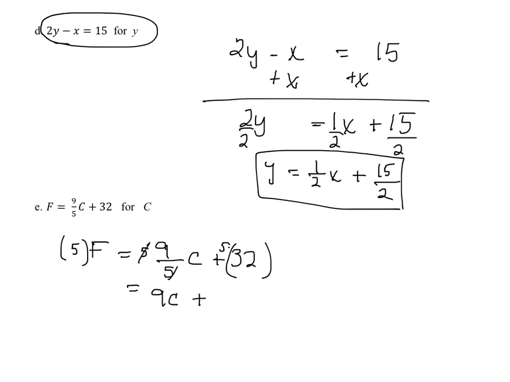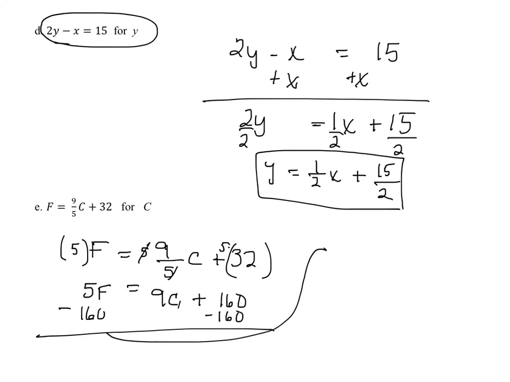So you get 9c plus 32 times 5 is 160 and is equal to 5f. And I'm solving for c, you guys. So I'm going to subtract 160 from both sides. So you say to yourself, oh, self, can I combine these? The answer would be no. So over here, we're going to do 5f minus 160 is equal to 9c. Because the 160s here will add out.